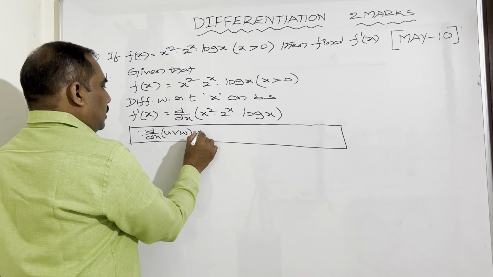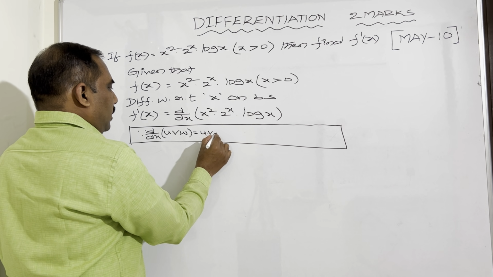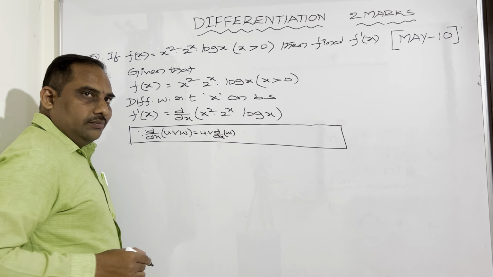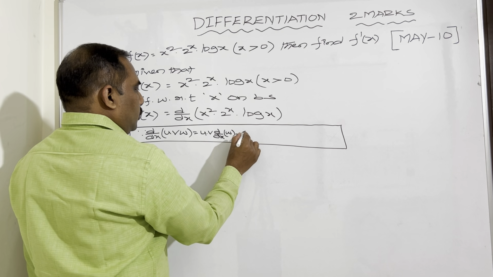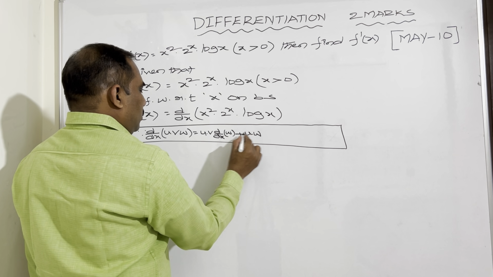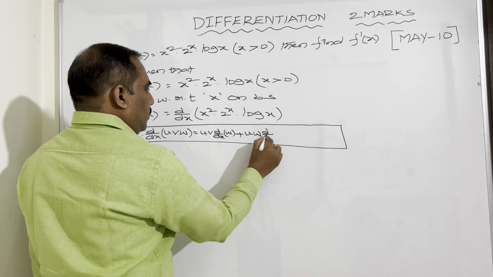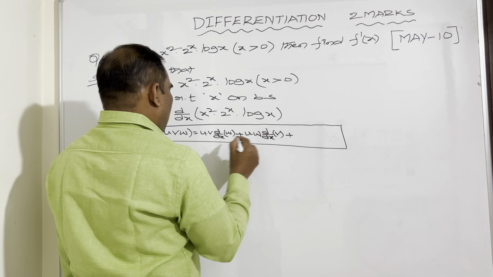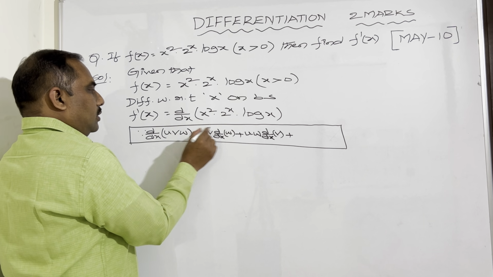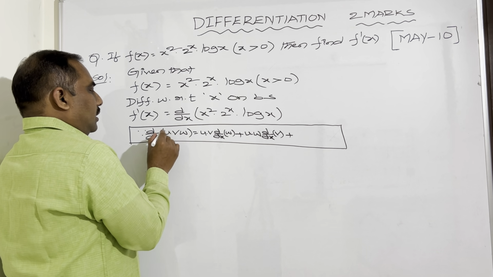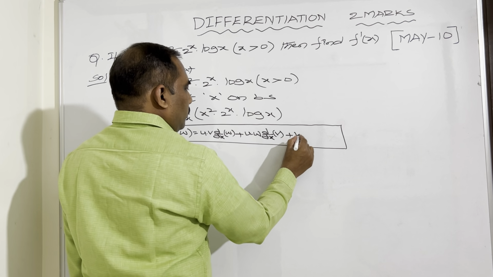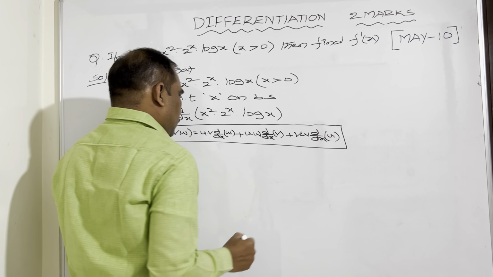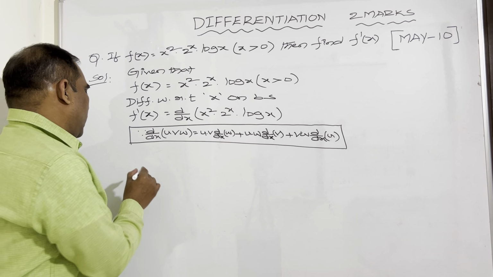So we have to do the derivative of u into v into derivative of w, plus u into w into derivative of v, plus again u w into derivative of v, next v w into derivative of u. So this is the formula. Now you can apply that.